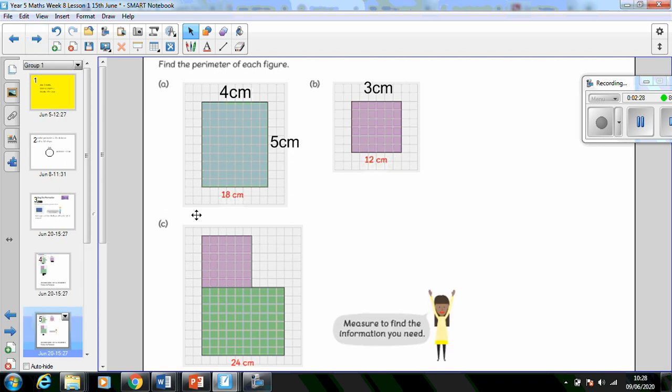Here are the answers. So the first one is 18 centimetres, 12 for the square, 12 centimetres, and then 24 centimetres for the shape that they'd created here.